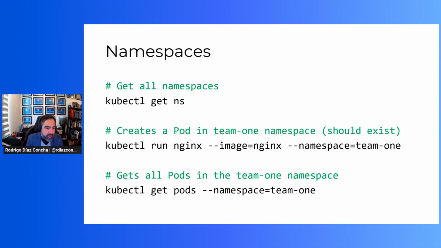Cool. So how in the world can we get all the namespaces? kubectl get ns, get namespaces, or get namespace. That's the command that we can use to get all the namespaces, okay? How can we create a pod in one particular namespace? You can specify the namespace flag and then equals to the name of the namespace.